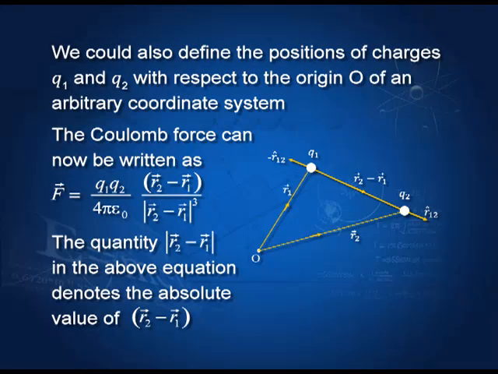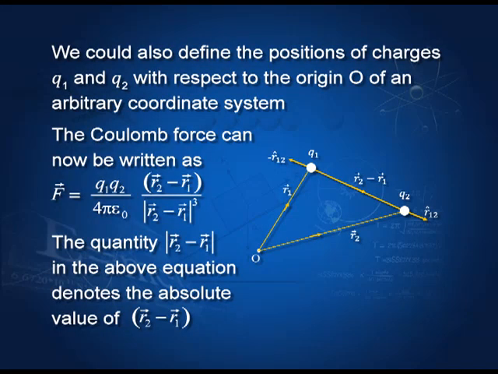We could also define the position of charges q1 and q2 with respect to the origin O of an arbitrary coordinate system. So, this is an arbitrary coordinate system, and r1 is the position vector of q1, r2 is the position vector of q2, r2 minus r1 is a vector in this direction, and now we can write the vector force equal to q1 q2 by 4 pi epsilon 0 into r2 minus r1 divided by the cube of the absolute value of r2 minus r1.